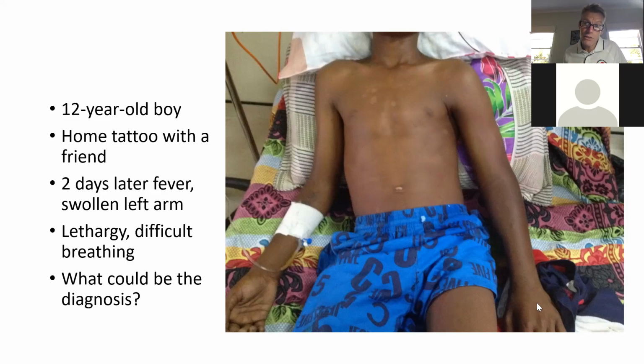And when you see a staph infection in one place, you should think to yourself, where else could it be? And this boy had staph pneumonia, which had come from the home tattoo that he did, and also staphylococcal infection in his arm. So think, where else could it be? It could be in the lungs, it could be in the heart valves, it could be a CNS infection, could be in other bones and joints. But we should always think, if we've got staph in one place, where else could it be?